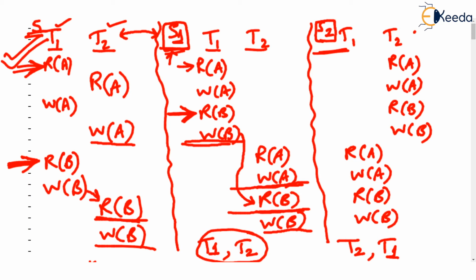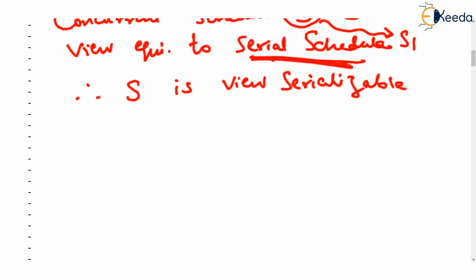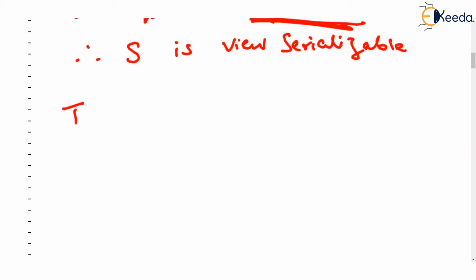Now it is very difficult to check whether the given schedule is view serializable or not. Why? Because every time we just can't keep writing such serial schedules and then check whether the concurrent schedule is equivalent to one of the serial schedules or not. Imagine that we were given a concurrent schedule which contains three transactions, T1, T2, and T3. This is a concurrent schedule. And we are asked whether this is view serializable.